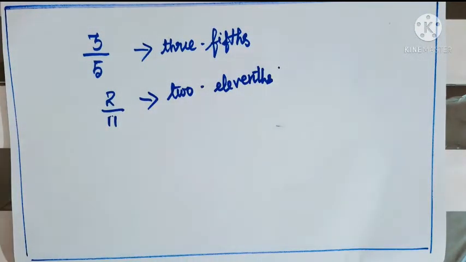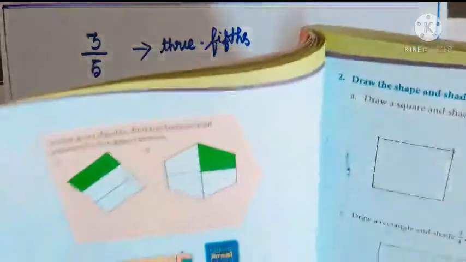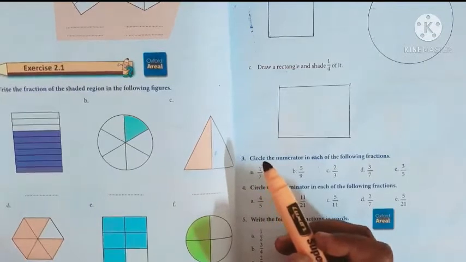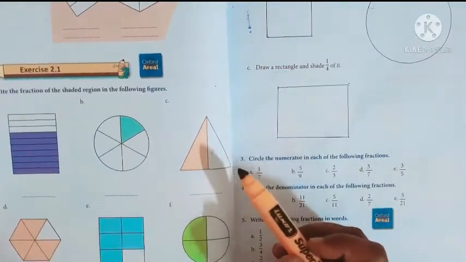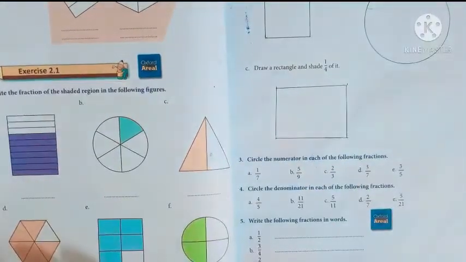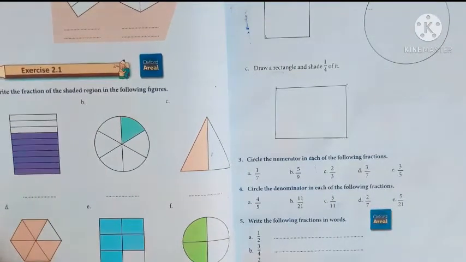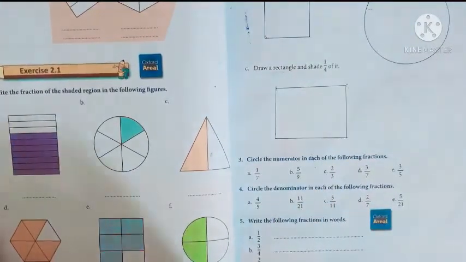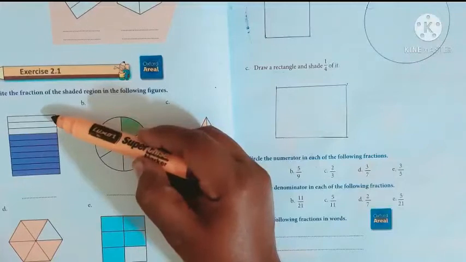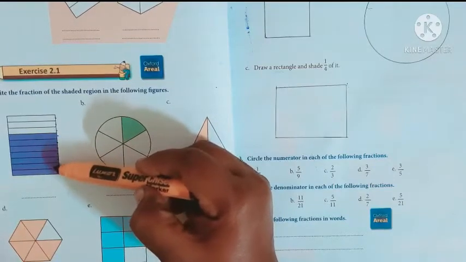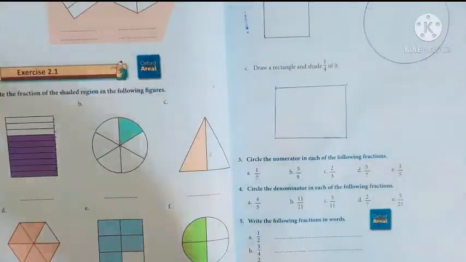Fine. Next you can take your exercise 1.2.1. Write the fraction of the shaded region in the following figures. You take A. So here, first you have to count the number of boxes. That will be the denominator. Understand? The number which is down is the denominator. Down, denominator. Up, numerator. So you can count 1, 2, 3, 4, 5, 6, 7, 8, 9, 10. So I have 10 equal parts.